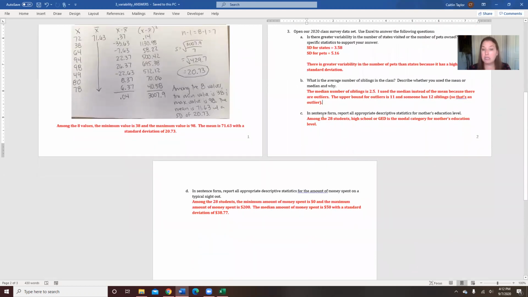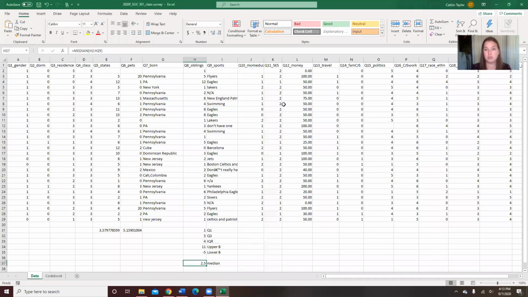Okay, and then part C of this one is we're reporting all descriptive statistics for mother's education level. So here, to do the appropriate descriptive statistics for mother's education level, first we're finding that variable, which is in row J here. And mother's education level is an ordinal level variable, right? It doesn't have numeric categories. They're mutually exclusive categories that we can rank order, but we can't quantify the distance.